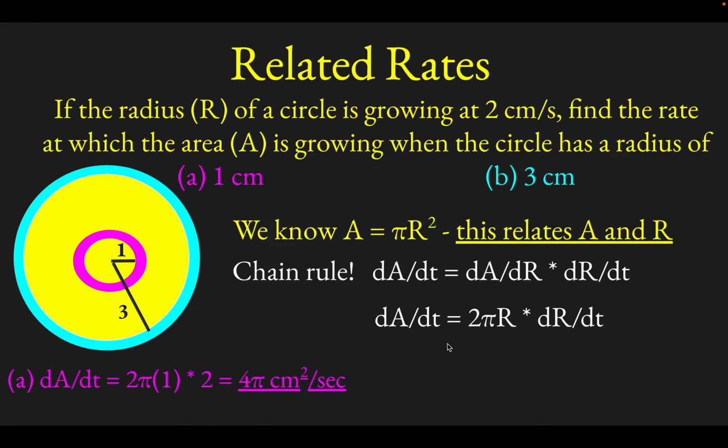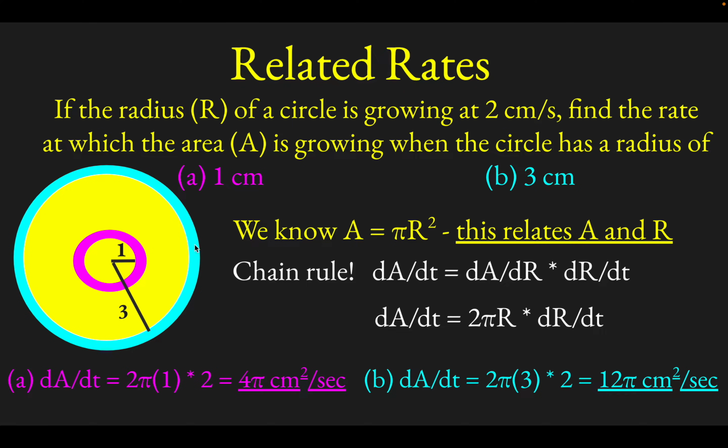To do part B, we just need to plug in some different numbers now. So dA/dt, again, is just 2 pi r, where now the r is equal to 3, times the rate of change of the radius, which is still 2 centimeters per second. And you notice when you multiply all this together, 2 times 3 would be 6, times 2 is 12. So now it's 12 pi centimeters squared per second.